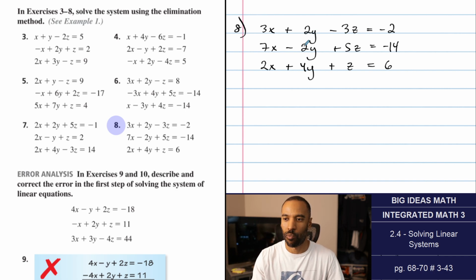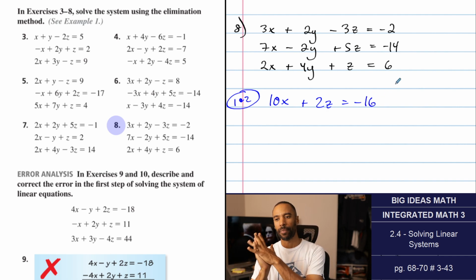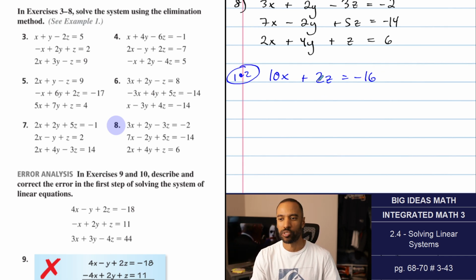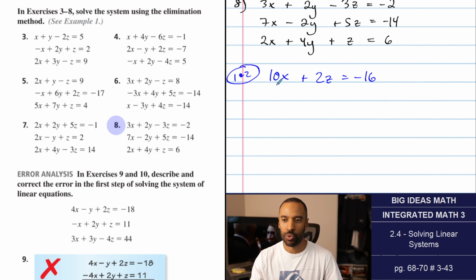I see eliminating y's very easily right here on equations 1 and 2. I'm going to start with that straight up. Adding 1 and 2, 3x and 7x, eliminating y's, and -3z plus 5z is 2z, and here you get -16. Before I even move forward, I'm almost thinking about dividing everything here by 2 right now. If I divide everything by 2, then I'll get 5x plus z equals negative 8.